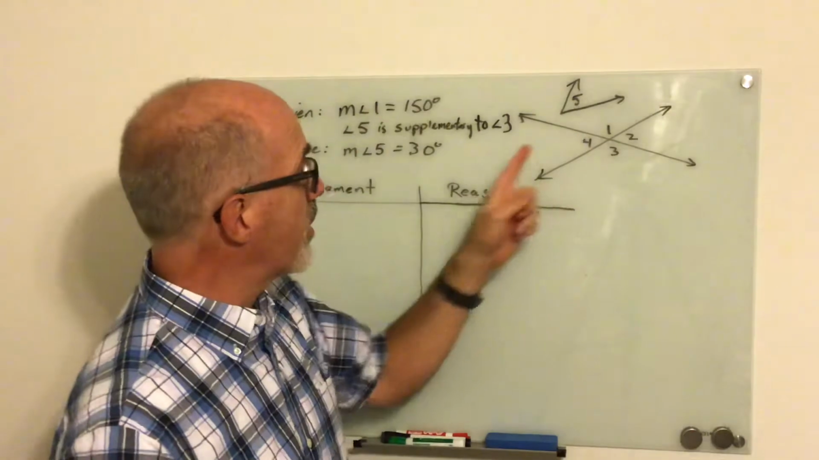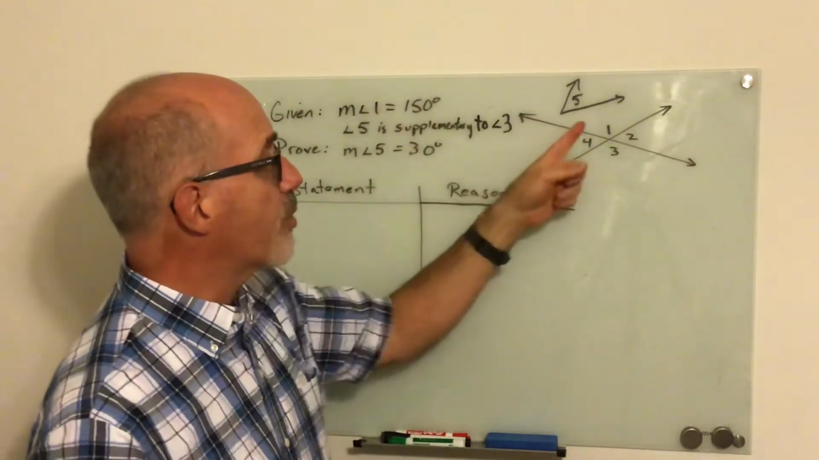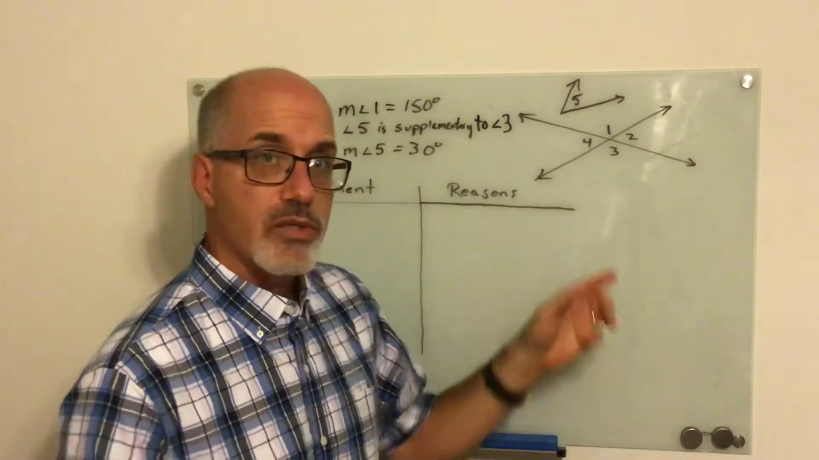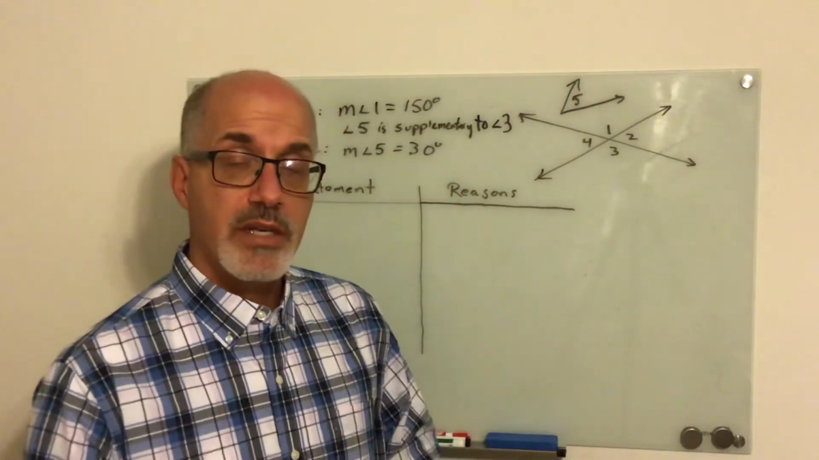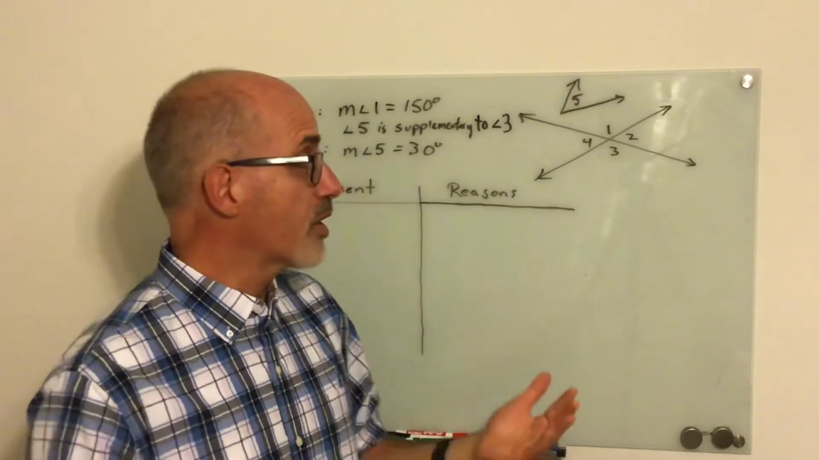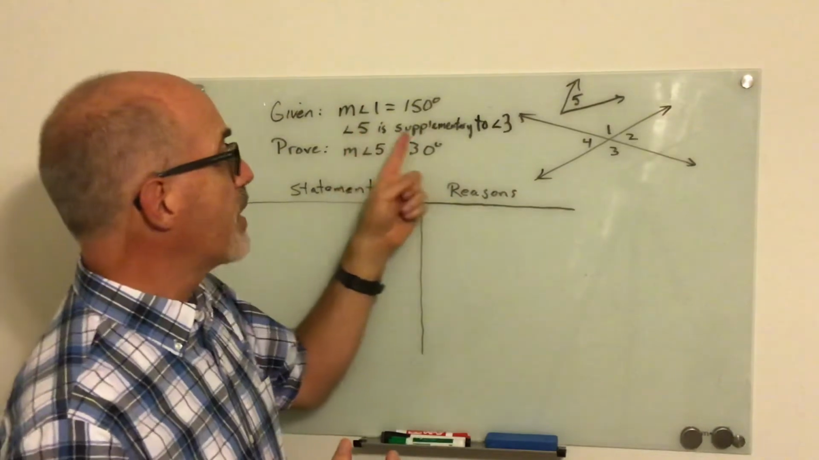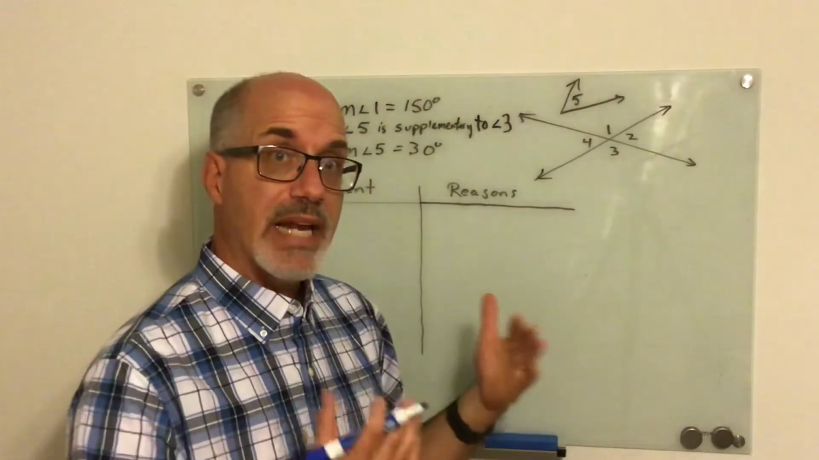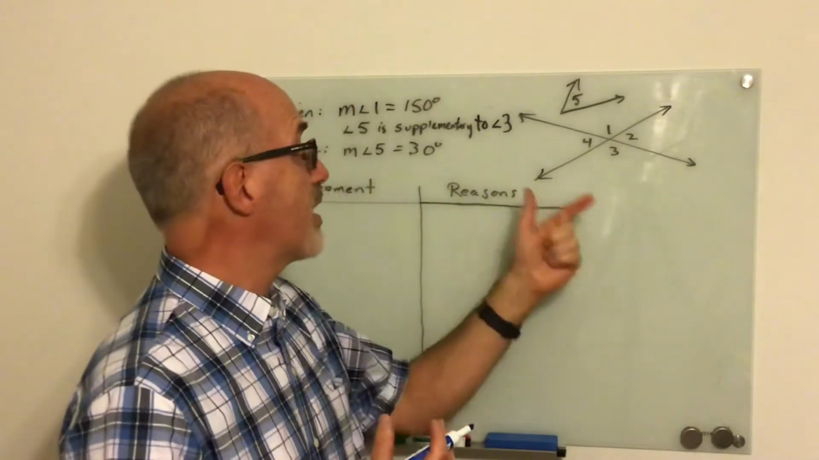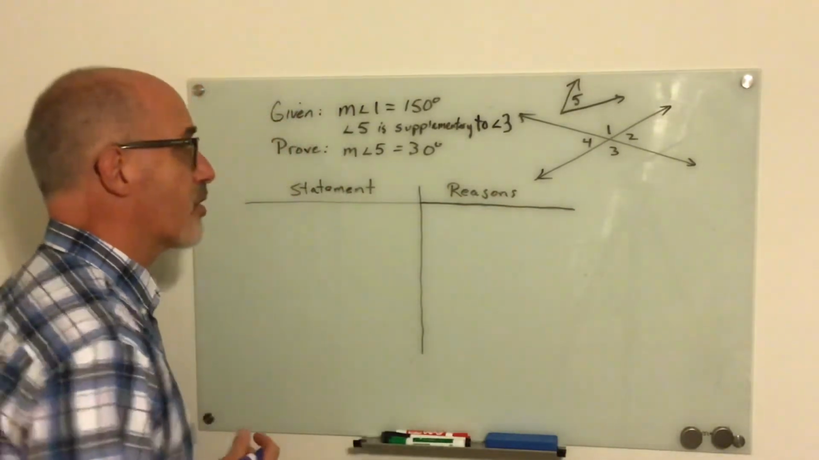So if you look at here, we've got angle 3 and we also have angle 1. The relationship between those two is that they're vertical angles, meaning that they're congruent. So if we've got vertical angles congruent, I'll be able to relate those. And since angle 3 is supplementary to angle 5, they add up to 180, so I'll be able to use that information to substitute in. So let's go ahead and start this problem.